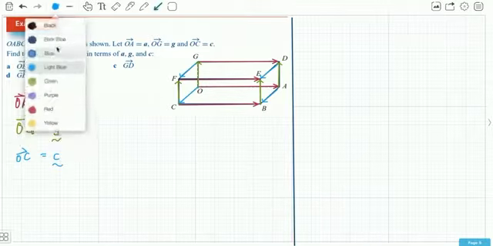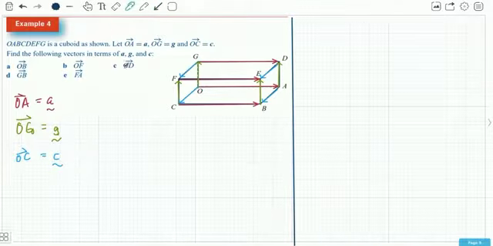So now we can actually do the question part. We've got, first of all, A, and that's O to B. Now the question's asking us, find the following vectors in terms of A, G, and C, which we know.